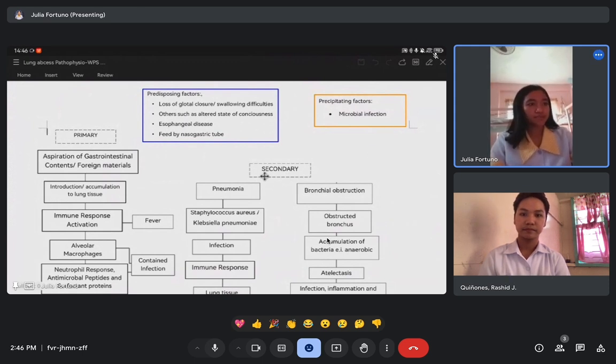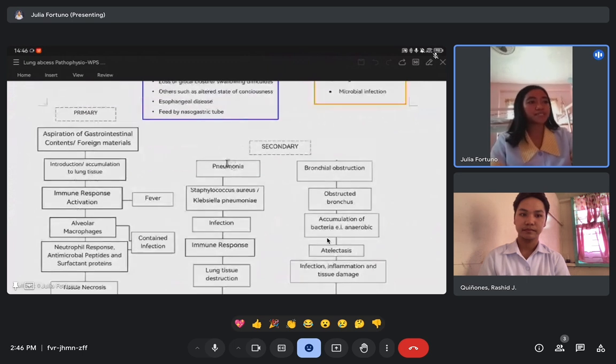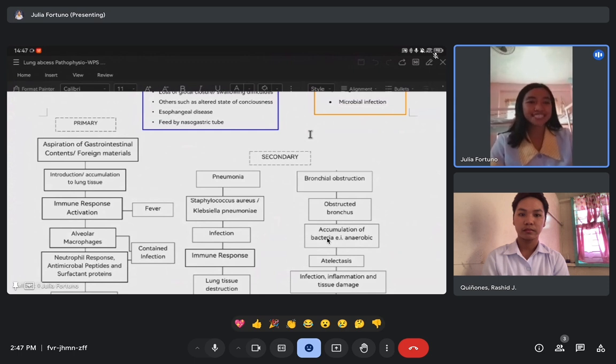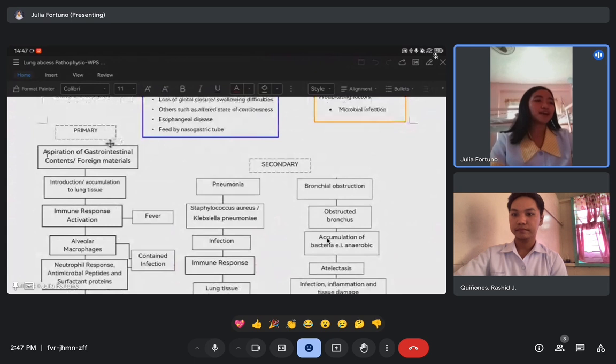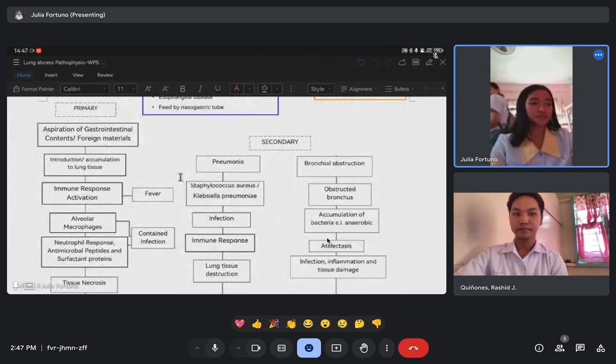So let's come to the first part of the lung abscess. Lung abscess is caused by primary and secondary factors. So the primary will be the aspiration of foreign materials or gastrointestinal contents, and the secondary factors that contribute to lung abscess are the occurring diseases such as pneumonia and bronchial obstruction. So let's go for the primary cause of the lung abscess, the aspiration of gastrointestinal contents or the foreign materials.